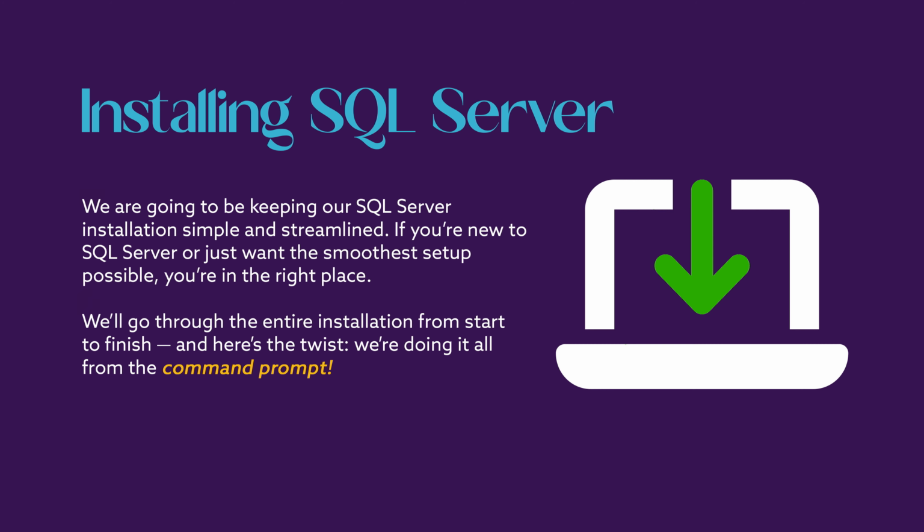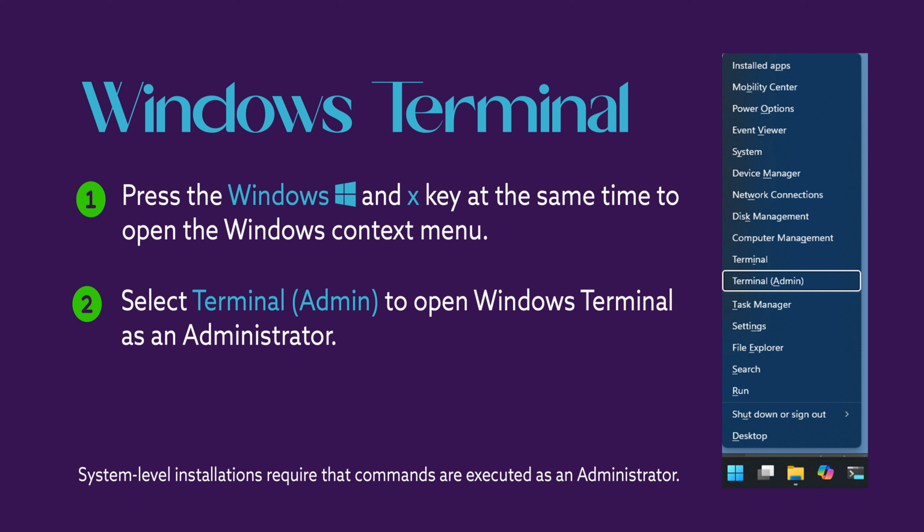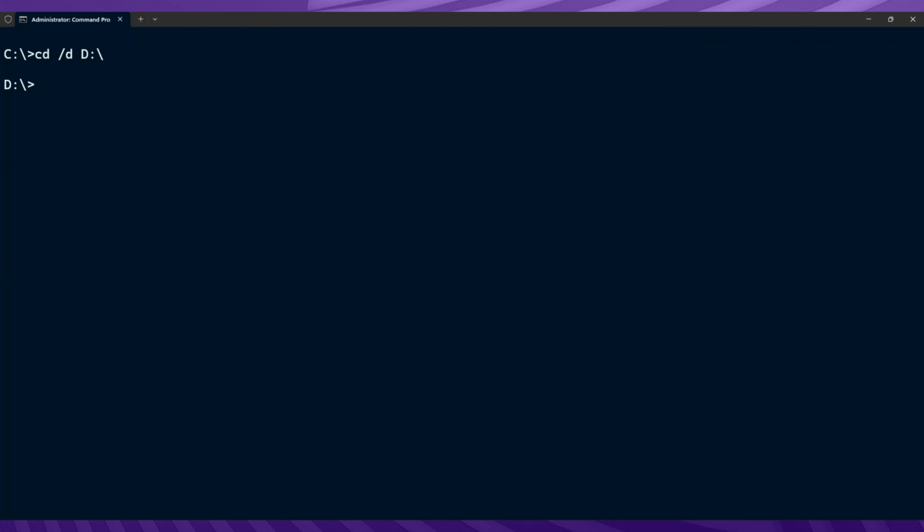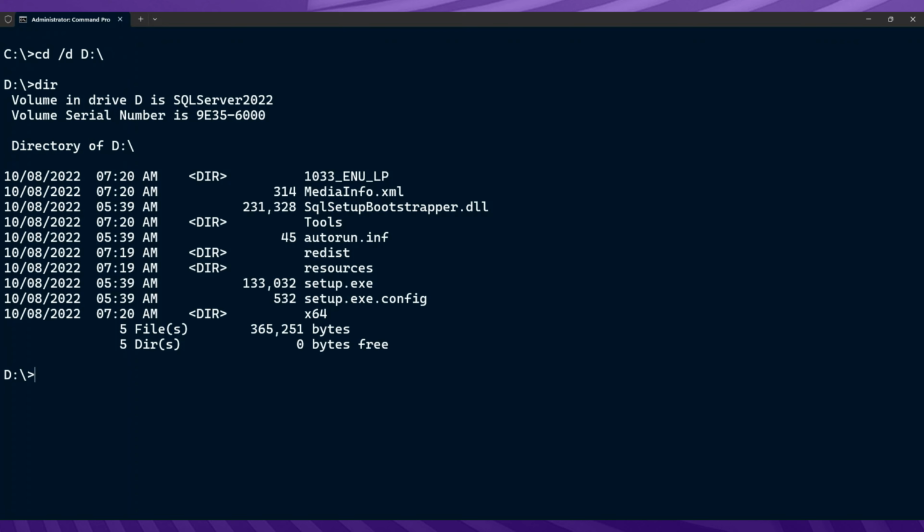Open Windows Terminal by pressing the Windows and the X key at the same time, and that will open the Windows context menu. Select Terminal Admin to open Windows Terminal as an administrator. System-level installations, such as SQL Server, require that commands are executed as an administrator. After Windows Terminal opens, navigate to the D drive by entering this command. That is where the SQL Server installation media is located.